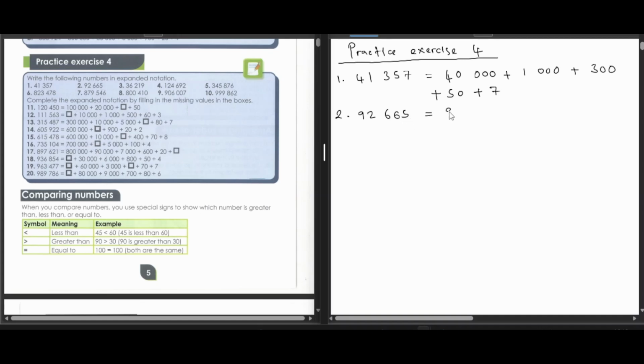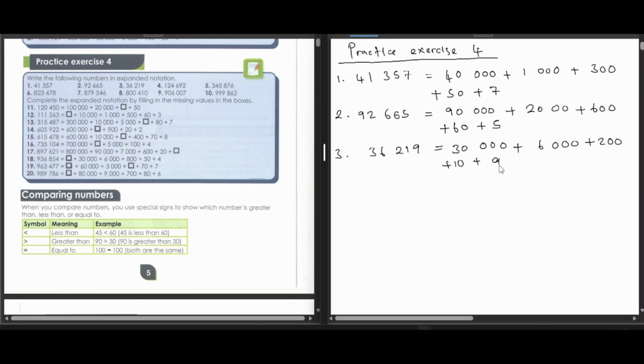Number 2, 92,665 is going to be equal to 90,000 plus 2,000 plus 600 plus 60 plus 5, like that. Number 3, 36,219 is equal to 30,000 plus 6,000 plus 200 plus 10 plus 9, like that.